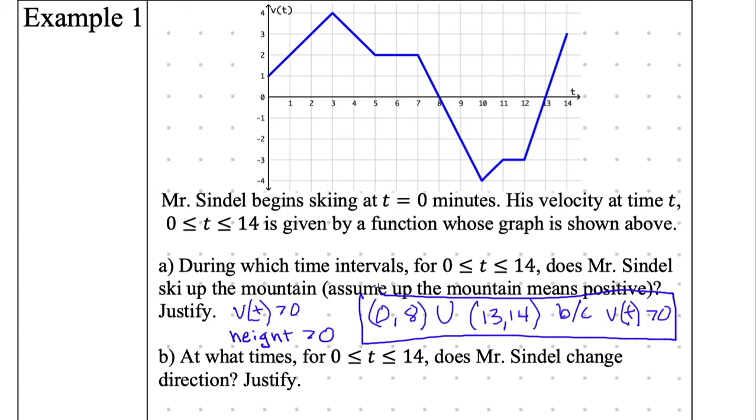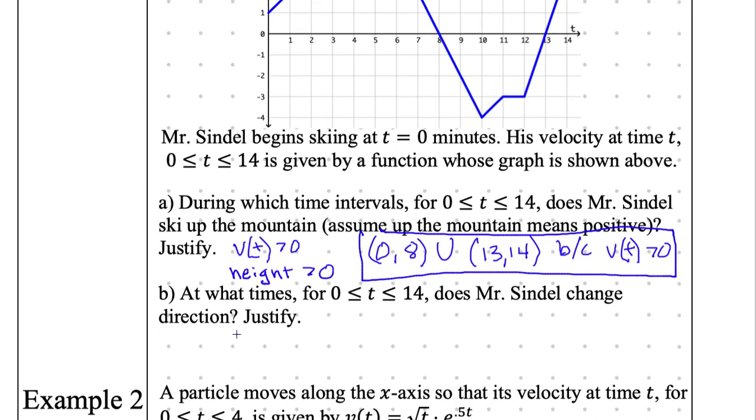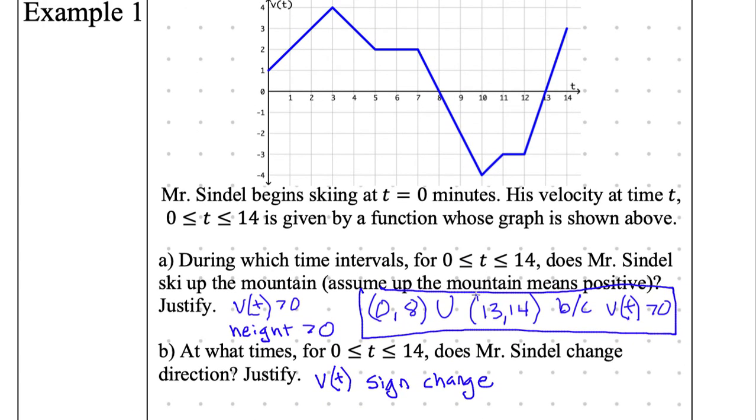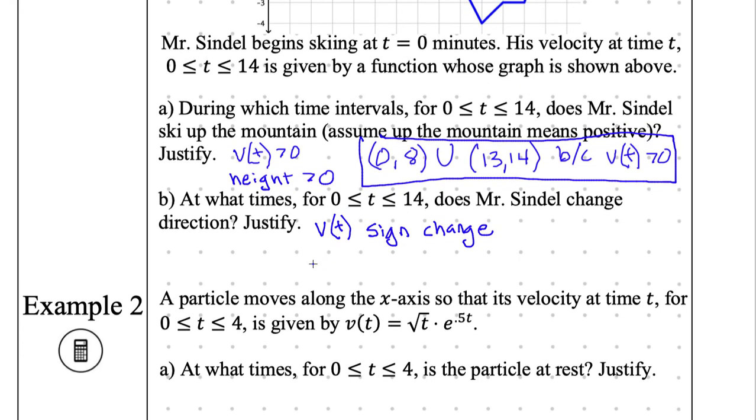Let's try another one. B. At what times do I change direction? And also justify. Well, what is the definition of a change of direction? V of t, the velocity is not equal to 0, it's... No, go look at your notes, look at the front side. Sign change. So where do I have a velocity sign change? 8 and 13, perfect. Where does it cross that t-axis? So at t is equal to 8 and 13.